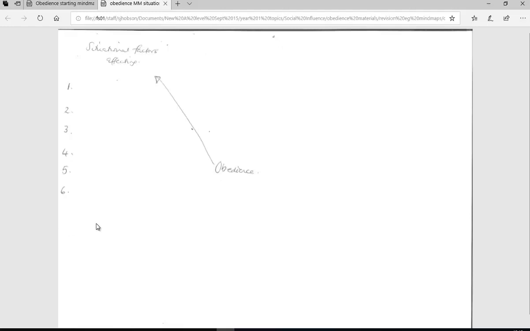Okay, so I'm going to run through them. The key factor, number 1, was status, in other words represented by the location. How do we get that? Well, it was at Yale University. We had the experimenter in a white lab coat, and what we found was 65% obeyed, went all the way up to 450 volts.